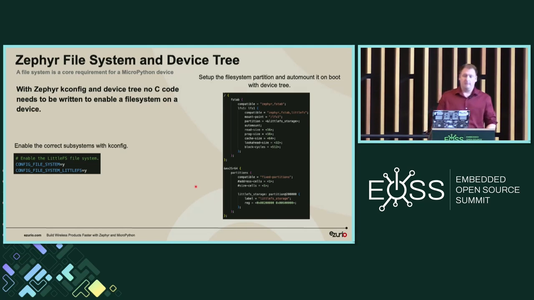So the first thing we've got to get working on the device is a file system. It's one of the most important things with a MicroPython device. If you don't have a file system to store your Python files, you're not going to be able to do much of anything useful.